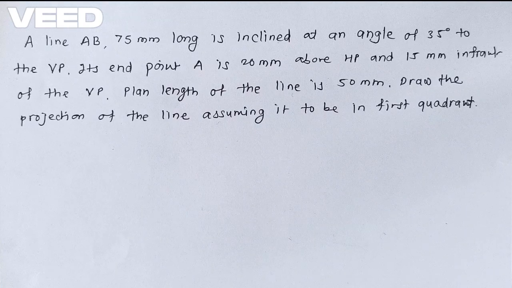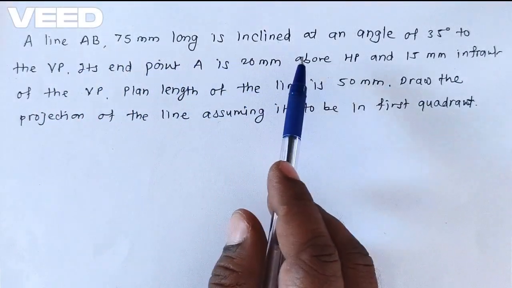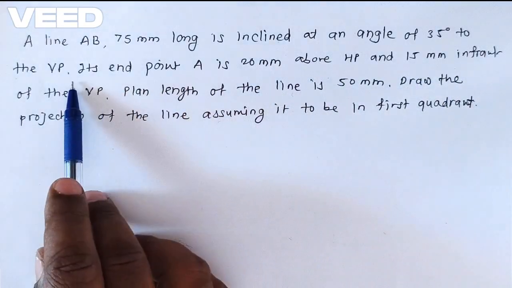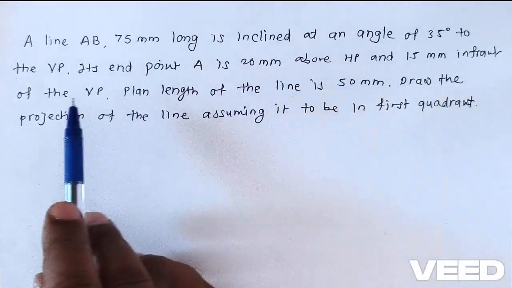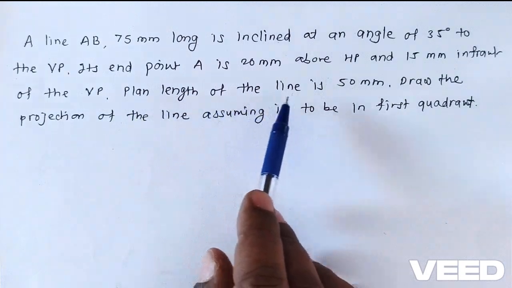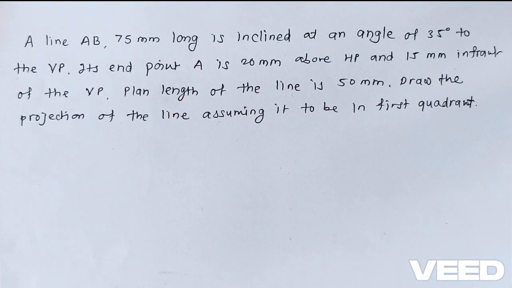In this video we'll see one more problem related to the projection of a line. In this problem you will see one more type of projection of line problem, in which the details are given like this. A line AB 75 long is inclined at an angle of 35 degrees to the VP. Its end point A is 20 mm above the HP and 15 mm in front of the VP. Planned length of the line is 50 mm. Draw the projection of the line assuming it to be in the first quadrant. So this is the problem.